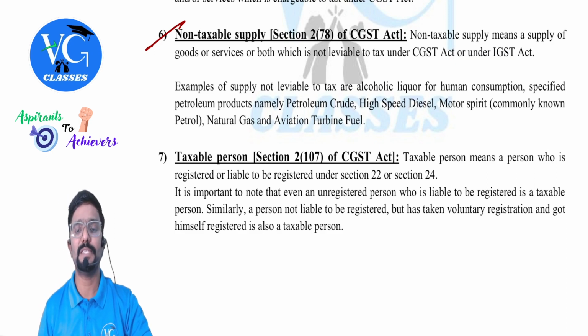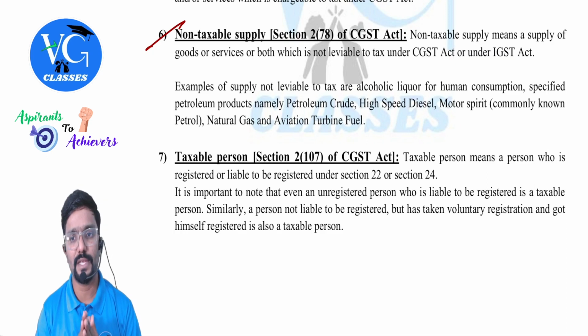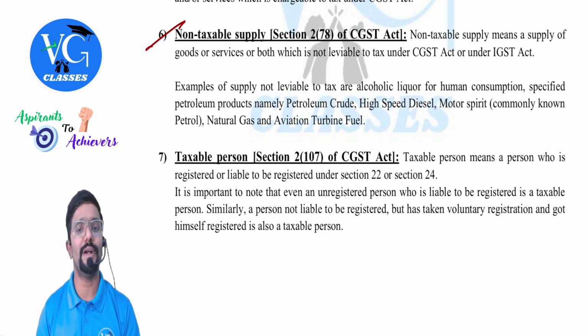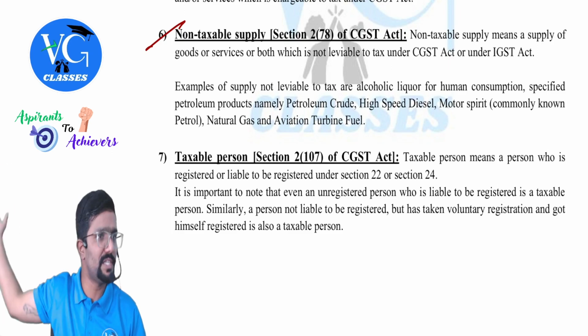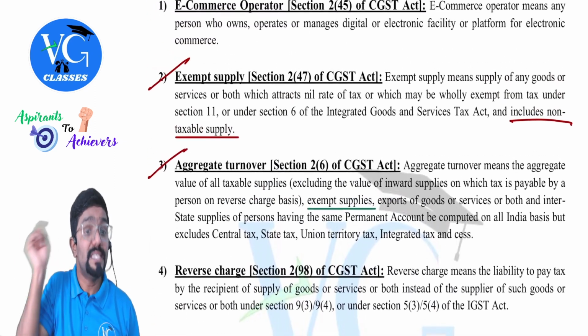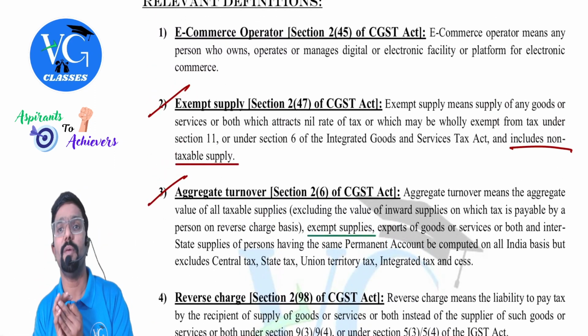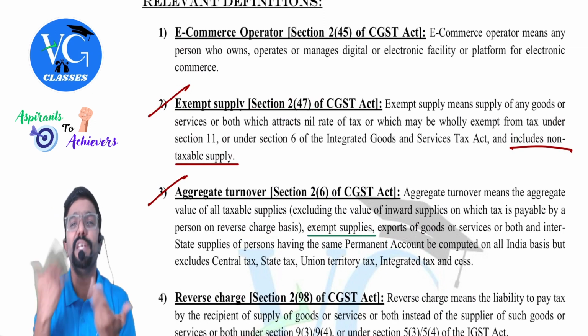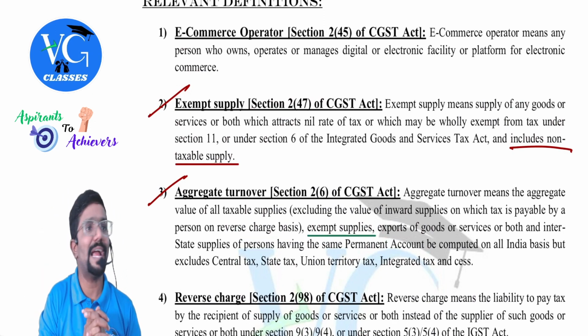Okay. Let us see non-taxable supply. Non-taxable supply means a supply of goods or services or both which is not leviable to tax under the CGST Act or IGST Act. Examples of supply not leviable to tax are, what are those? Outside the GST: alcoholic liquor for human consumption and five petroleum products. Is it covered under GST? No, completely outside GST. I cannot call it exempt. See, it is a part of exempt supply, but is it actually exempt? No. Exempt means what, people? Something which is covered under GST, but you need not pay tax on it.